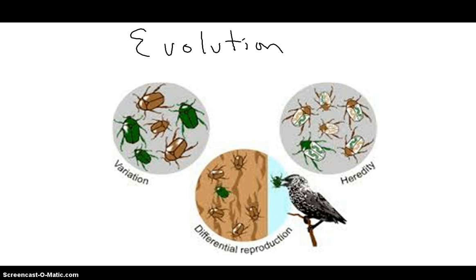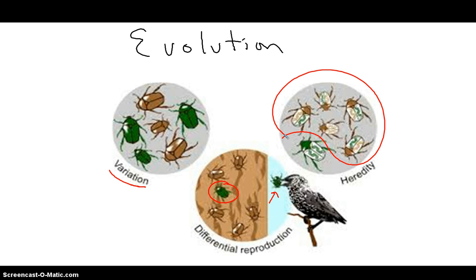There is variation that is inherent in a population right here, and because of that variation, certain individuals are more likely to survive than others. If you see the middle picture where it says differential reproduction, there are some brown beetles and some green beetles, and on the backdrop of the tree bark, the green ones are much more likely to be seen and therefore eaten and not survive. If they don't survive, they can't reproduce. So the brown ones are going to make up a larger percentage of the next generation.